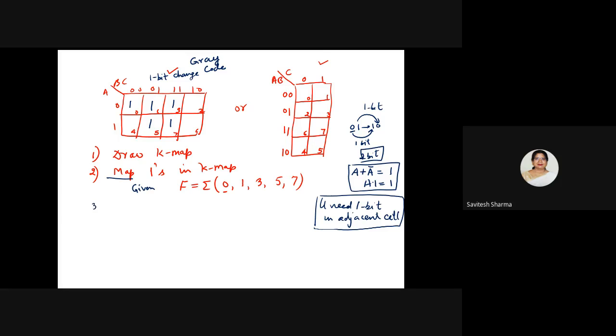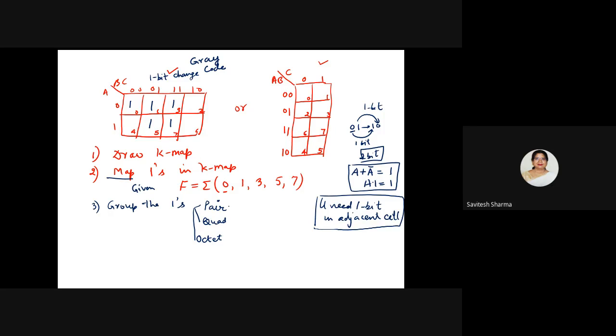Third is now group the ones. So how can you group? You will combine the ones. Either you form a pair, means you group the 2 ones, or you form a quad, means you group the 4 ones, or you form an octet.